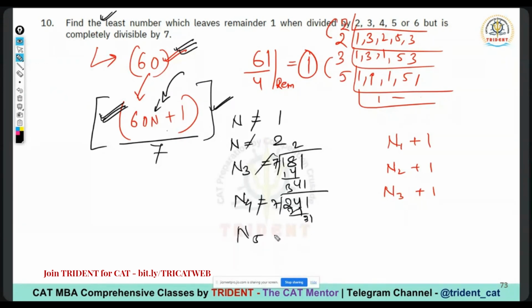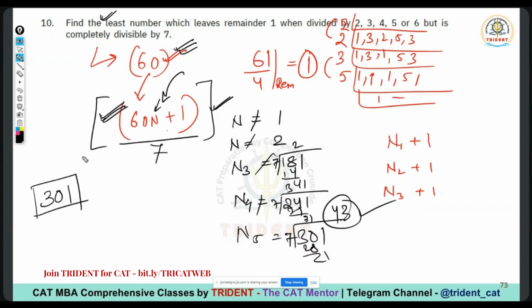n equals 5, Varun. 301. 7 4s are 28, 43, 1. 43, 43, 43. Varun, the answer to this question, the least number I'm asking you, would then be the least number would be 301.